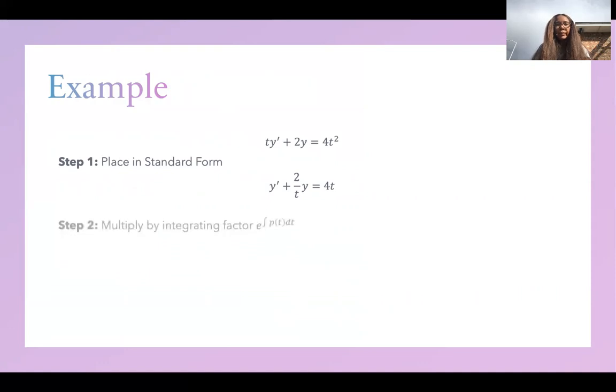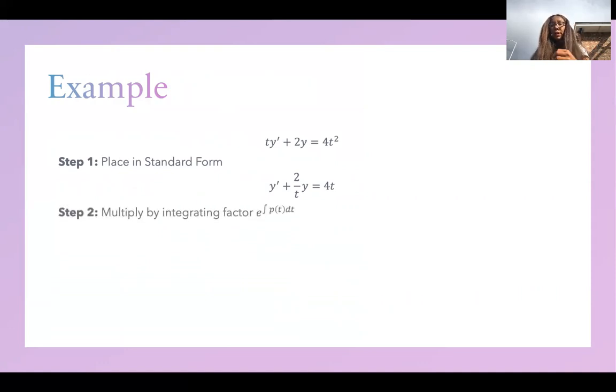So let's look at one more example that's a little bit more complicated, where we don't just have a constant. So we have t y prime plus 2y equals 4t squared. So again, our first step, put this in standard form. And that gives us, dividing everything by t, y prime plus 2 over t y equals 4t. Of course, t cannot be 0.